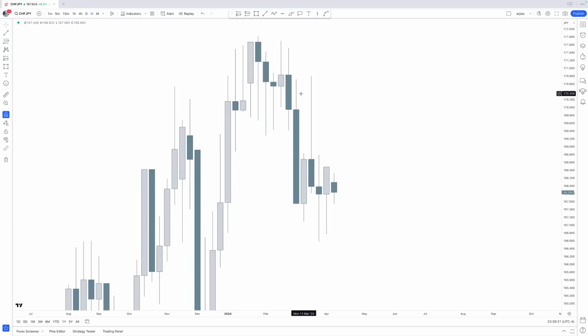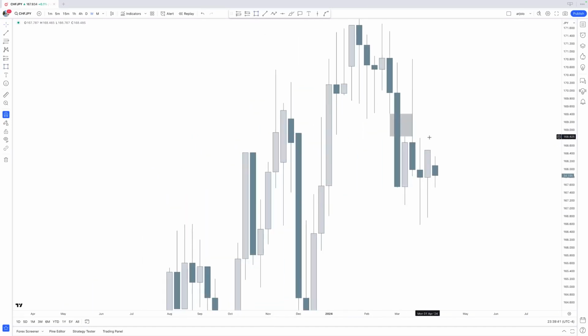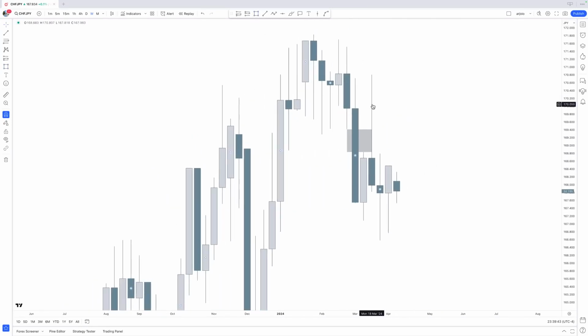Here on CHF-JPY, where I personally also took a trade, which I'll show you in a little bit, we can see that we have a weekly fair value gap right there continuing lower. Off of that weekly fair value gap, it seems like we are respecting that with a long wick at the top. From that, we can potentially continue lower. That is the first step already done.